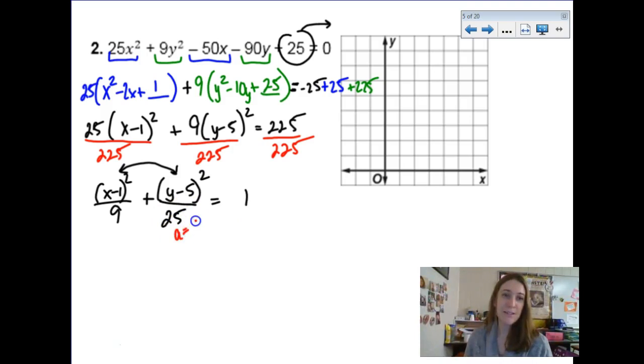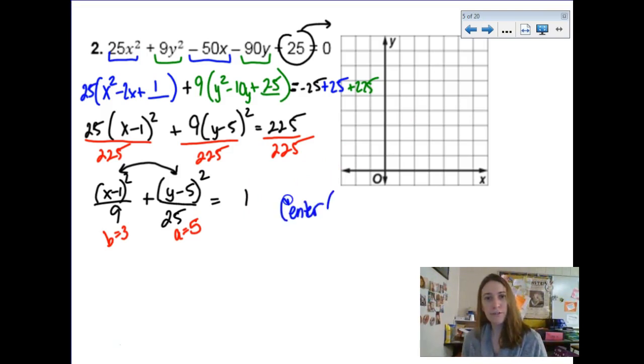So half the major axis is 5. The square root of this is 5. And then the b value is 3. And then the center of our ellipse is at 1, 5. So all of the next pieces could be found through graphing your major and minor axes.